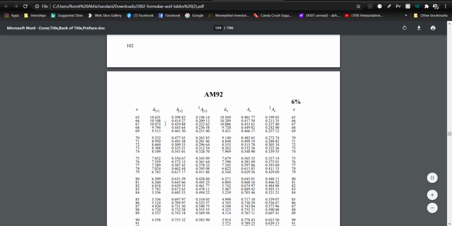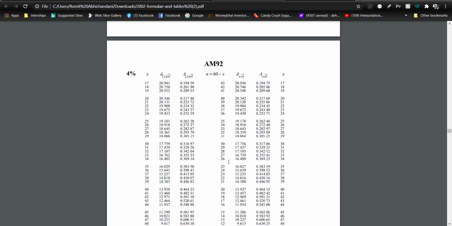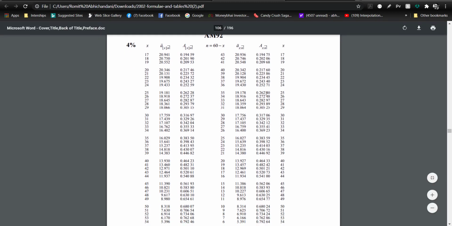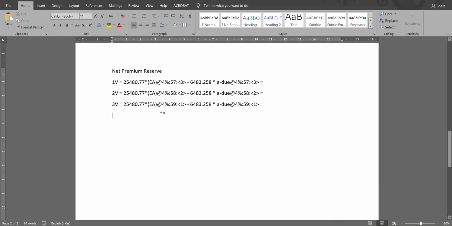So let me just take this. You are just working with 4%. I'm at this page now, M92 4%, and I need ADU and AXN, but the ultimate ones, right? So I will be needing from 57 to 59, right? So all of these values. But some extra values are getting copied, so I'll have to remove those as well. That's one thing, remember. Now what I can do is just go to Word.